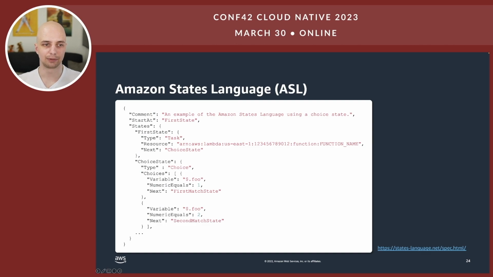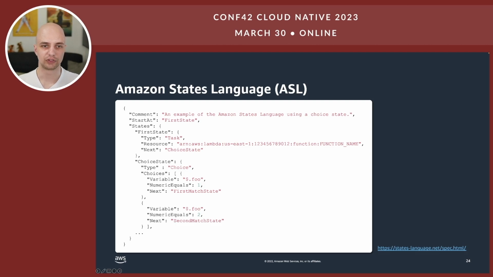Let's look at the state language. How do you write these states in JSON? Here's an example how to do that. And there's also really good documentation and this online builder where you can drag and drop and edit these. So you don't really need to know all the annotations for that.